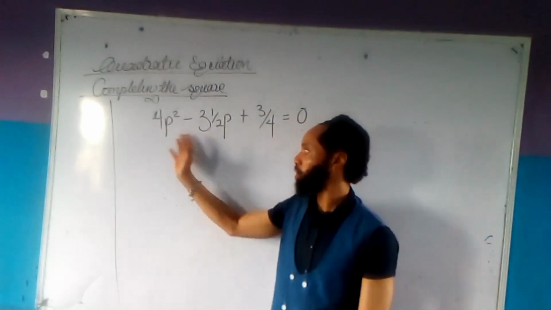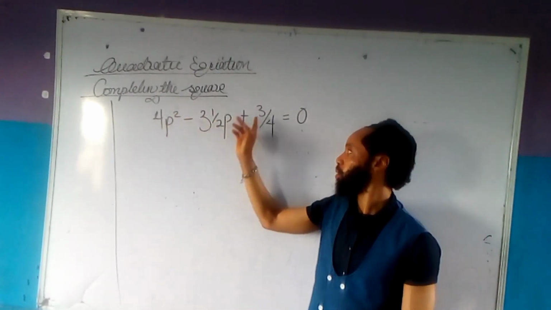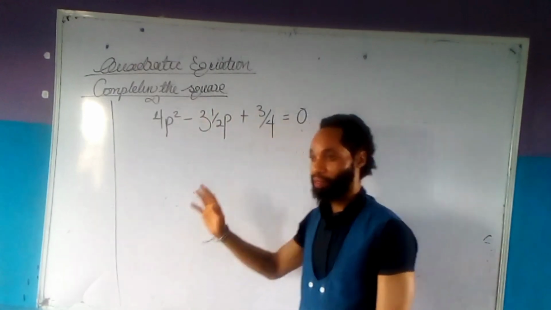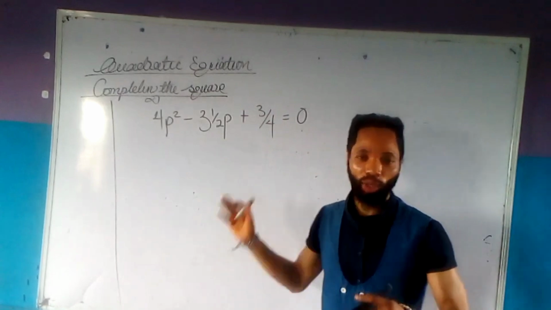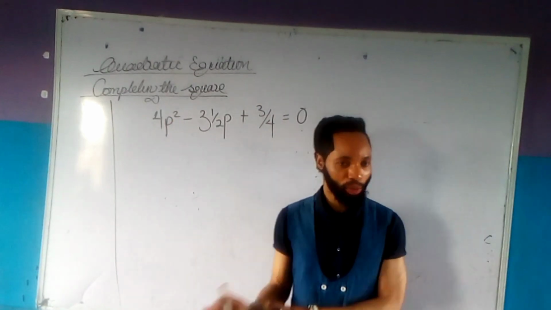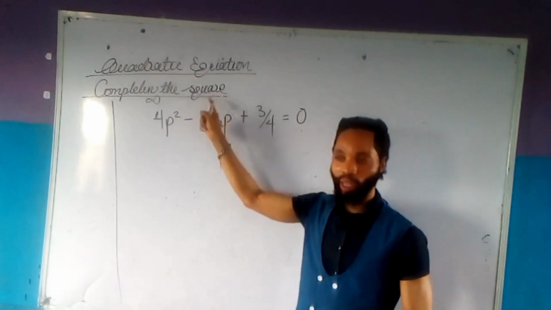Alright, we have another question here. 4p squared negative 3 over 1 over 2p plus 3 over 5. I don't remember. Sorry, 3 over 4. Alright, the first thing we want to do in this question, we are still using the completing the square method. The first thing we want to do is what? Get this to an improper fraction.